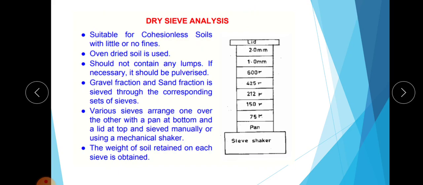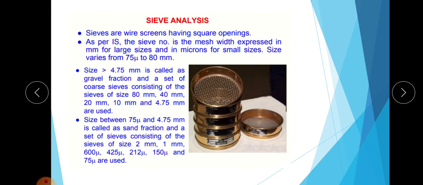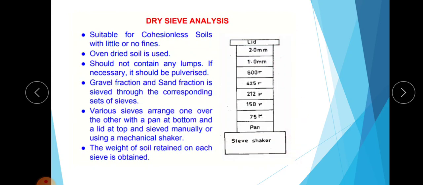Okay, and it should not contain any lumps. If necessary, it should be pulverized. There should not be any lumps, and the gravel fraction and sand fraction are sieved through the corresponding sets of sieves. So this is the set of sieves for the sand fraction. Okay, and for the gravel fraction, the set will be 80 mm, and below that 40 mm, 20 mm, 10 mm, and 4.75 mm. That is for gravel, and this is the arrangement for the sand fraction.